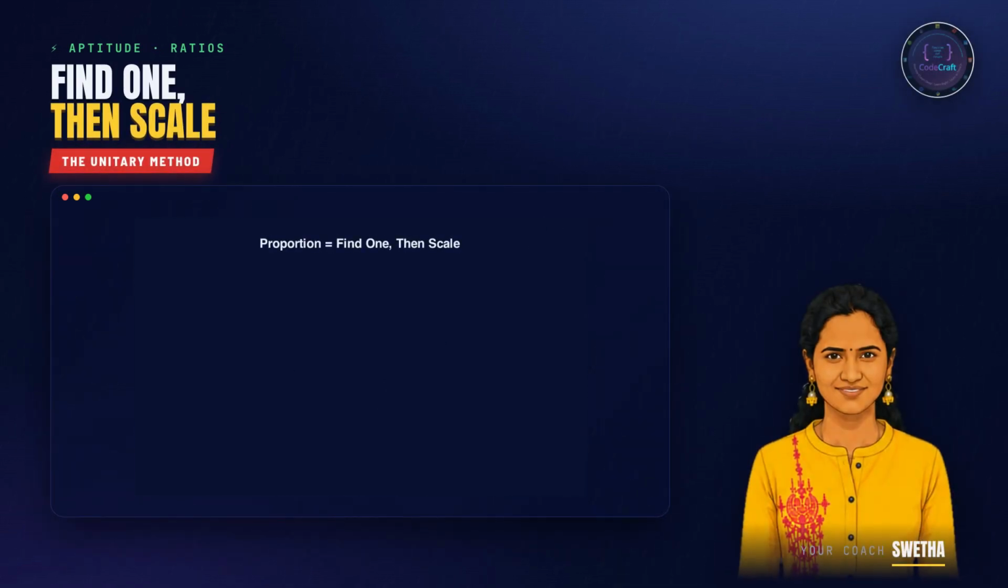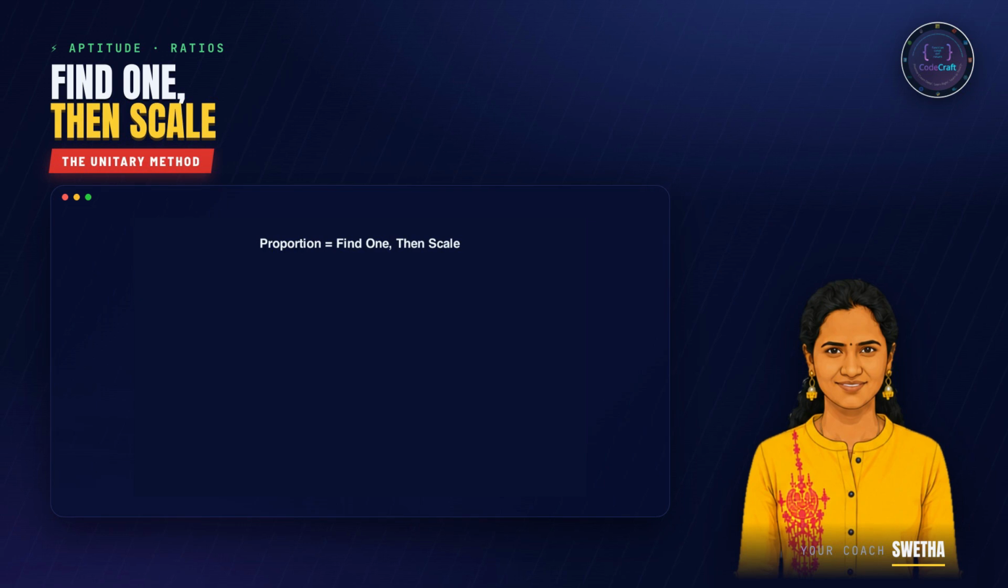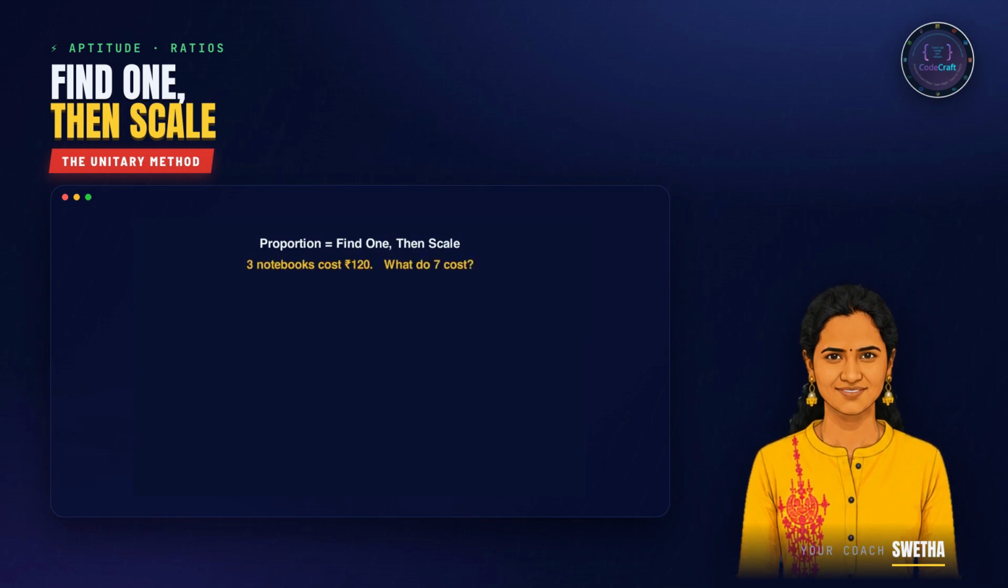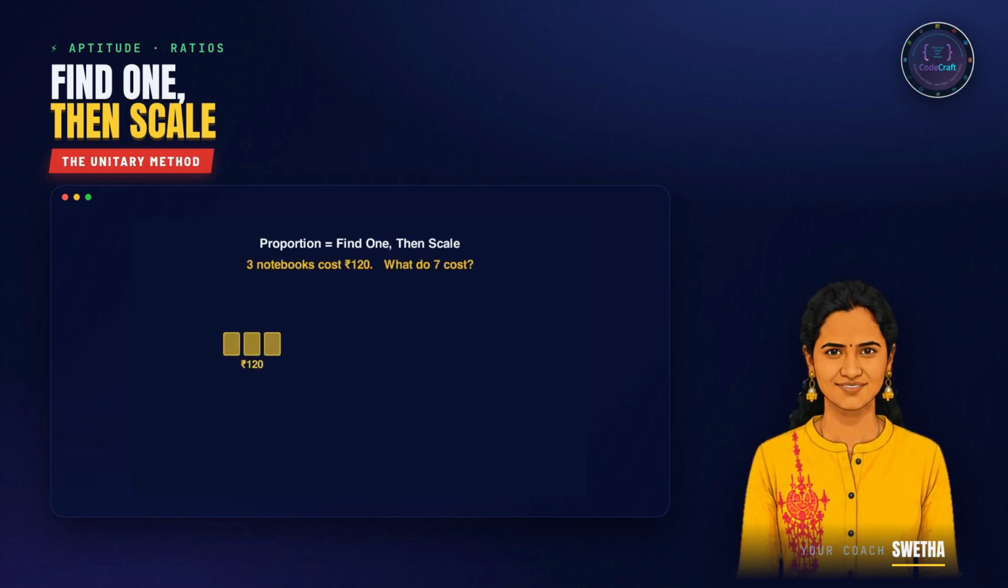Now, that idea of 1 part is secretly the most powerful move in all of ratios. Let us give it its own spotlight. Here is a classic. 3 notebooks cost 120 rupees. What do 7 cost? Most people freeze. But you already know the trick.